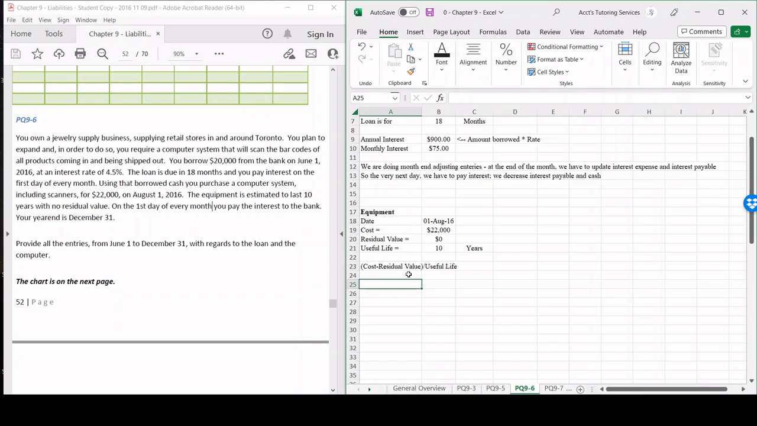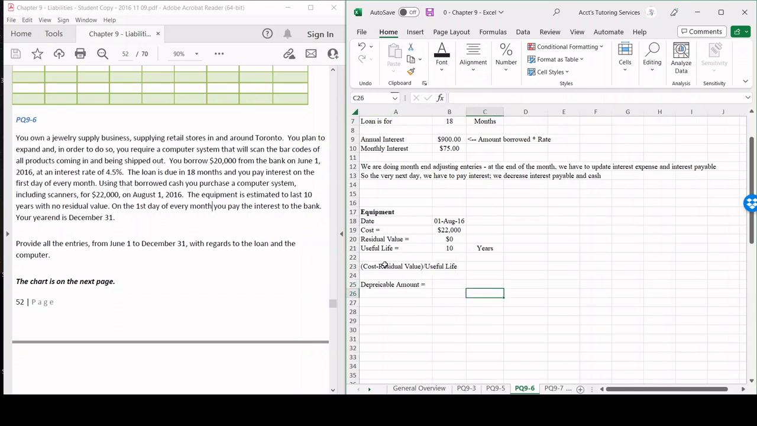The first thing we're going to calculate is the depreciable amount. Remember, the depreciable amount is the first part of this formula, right? So this is going to simply be 22,000 minus 0. And then we're going to calculate the annual depreciation. So this is the second part of the formula. We take the depreciable amount, 22,000, and we divide it by the useful life.